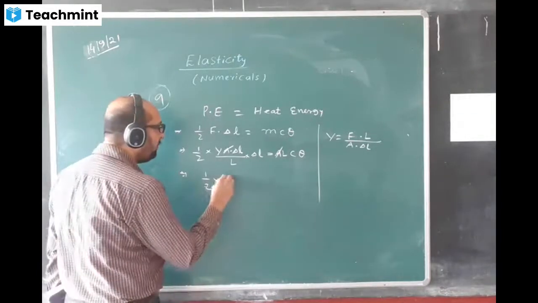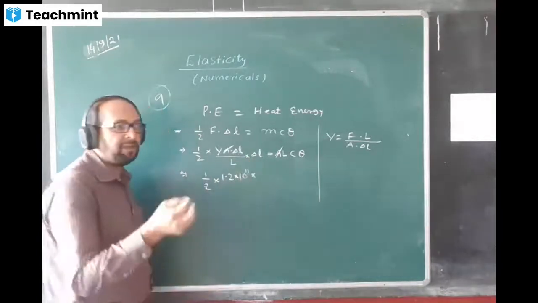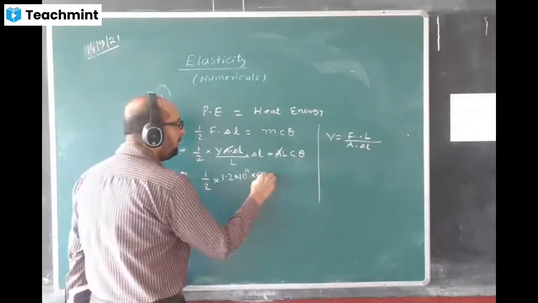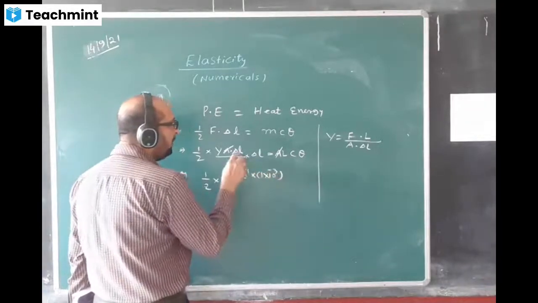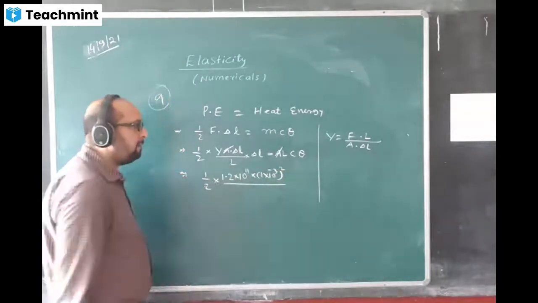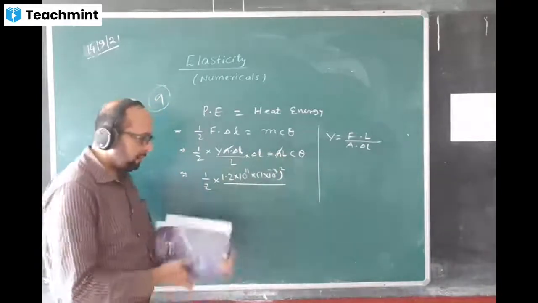1.2 into 10 to the power of 11. Elongation is given: stretch by 1 millimeter. Change in meters, you get 1 into 10 to the minus 3. Delta L becomes whole square. This L and this L will be L square.